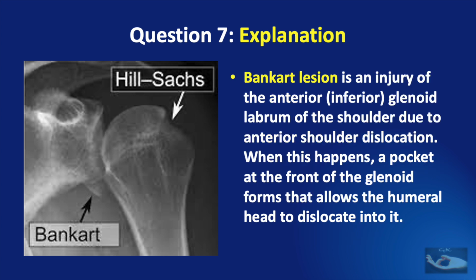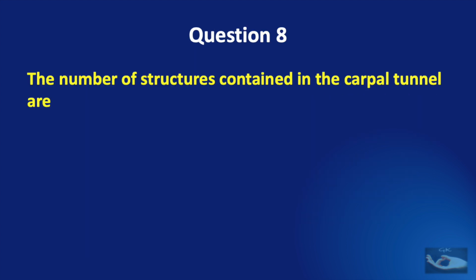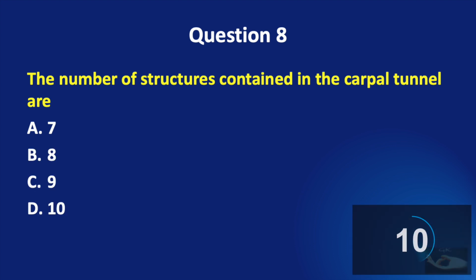The Bankart lesion is an injury of the anterior inferior glenoid labrum of the shoulder due to anterior shoulder dislocation. When this happens, a pocket at the front of the glenoid forms that allows the humeral head to dislocate into it. Question number 8. The number of structures contained in the carpal tunnel are 7, 8, 9, 10.